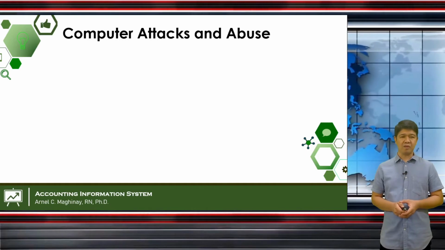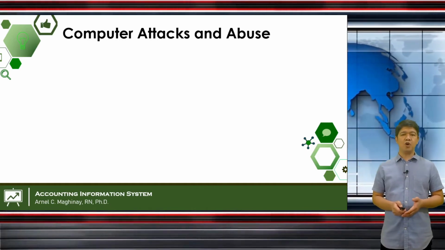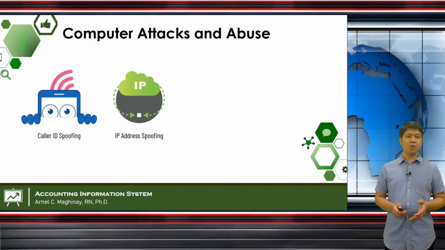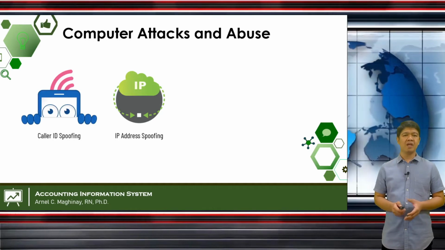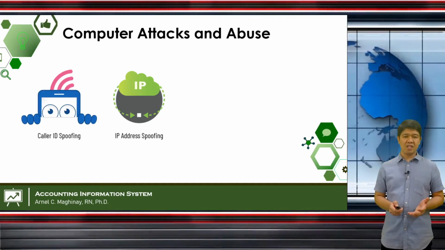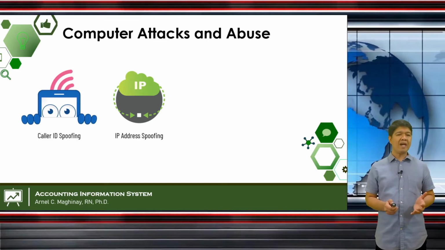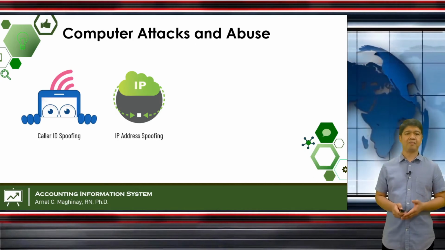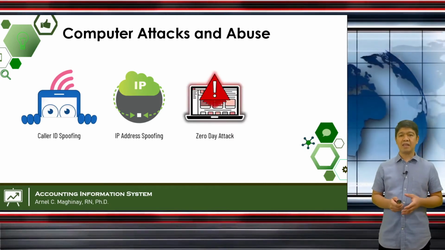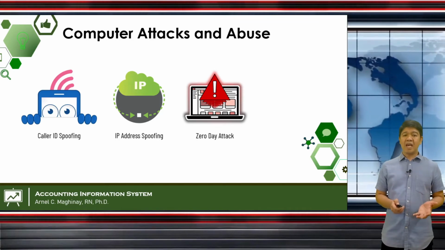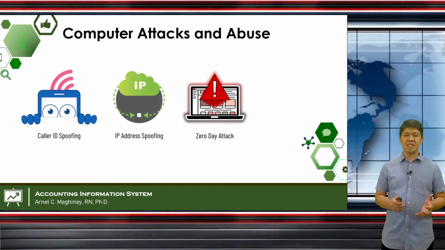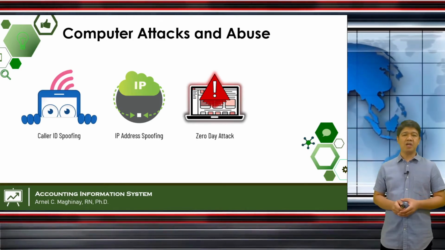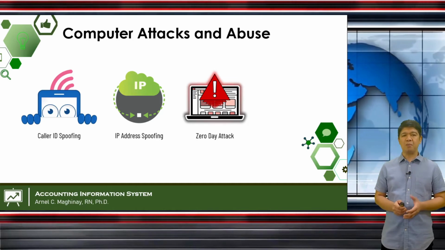Caller ID spoofing, displaying an incorrect number on the recipient's caller ID display to hide the caller's identity. We also have IP address spoofing, creating internet protocol packets with a forged IP address to hide the sender's identity or to impersonate another computer system. We have the zero-day attack, an attack between the time a new software vulnerability is discovered and released into the wild and the time a software developer releases a patch to fix the problem.